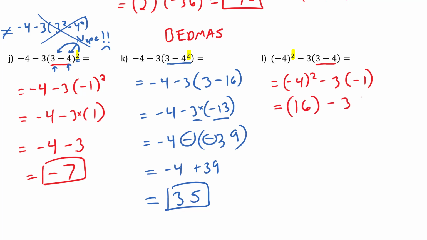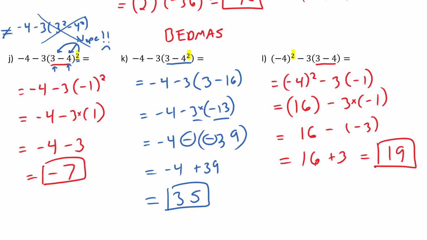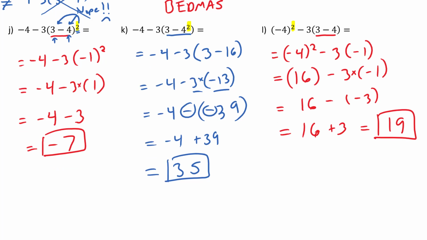And then we copy this down. -3 bracket -1. And we know if there's no symbol in between, a number beside a bracket means multiplied by. Here we can say, drop the brackets, doesn't change anything. We say -3 times -1 is -3. Once again, we have two negatives. Two negatives make a positive. And here we have 19 as our final answer. Very important, you follow BEDMAS, and you can see just by moving around an exponent, we get a very different answer to this. So that is your lecture on order of operations.